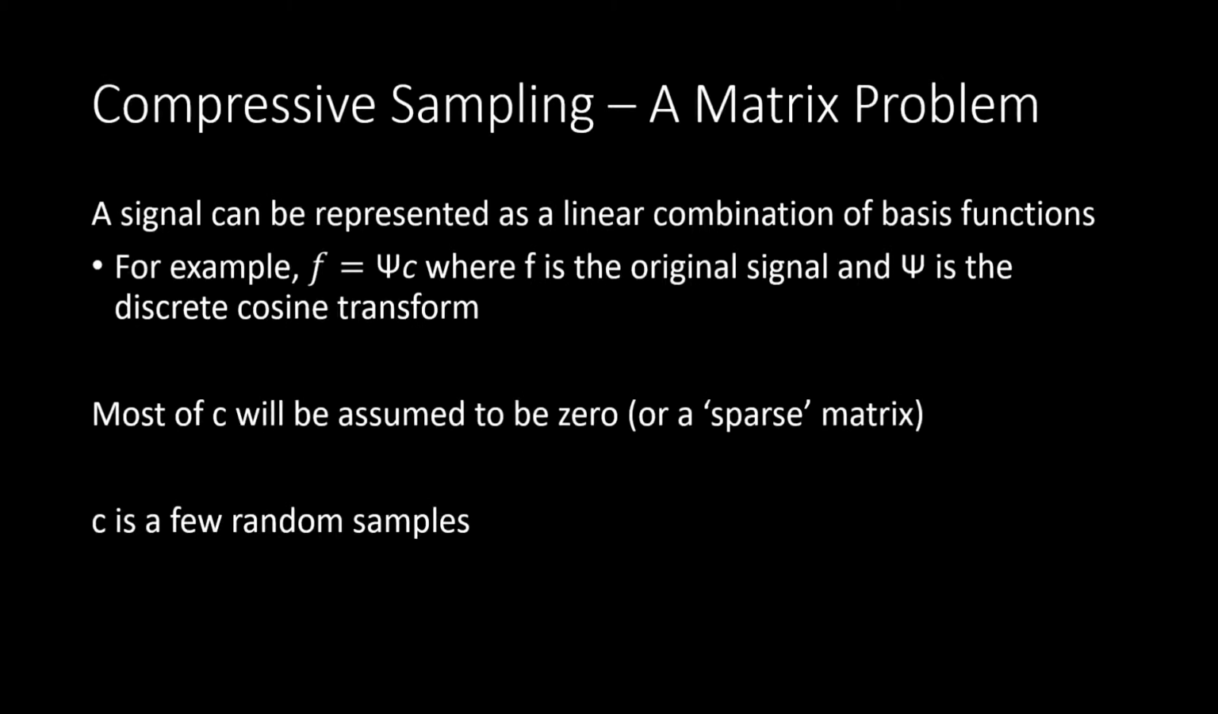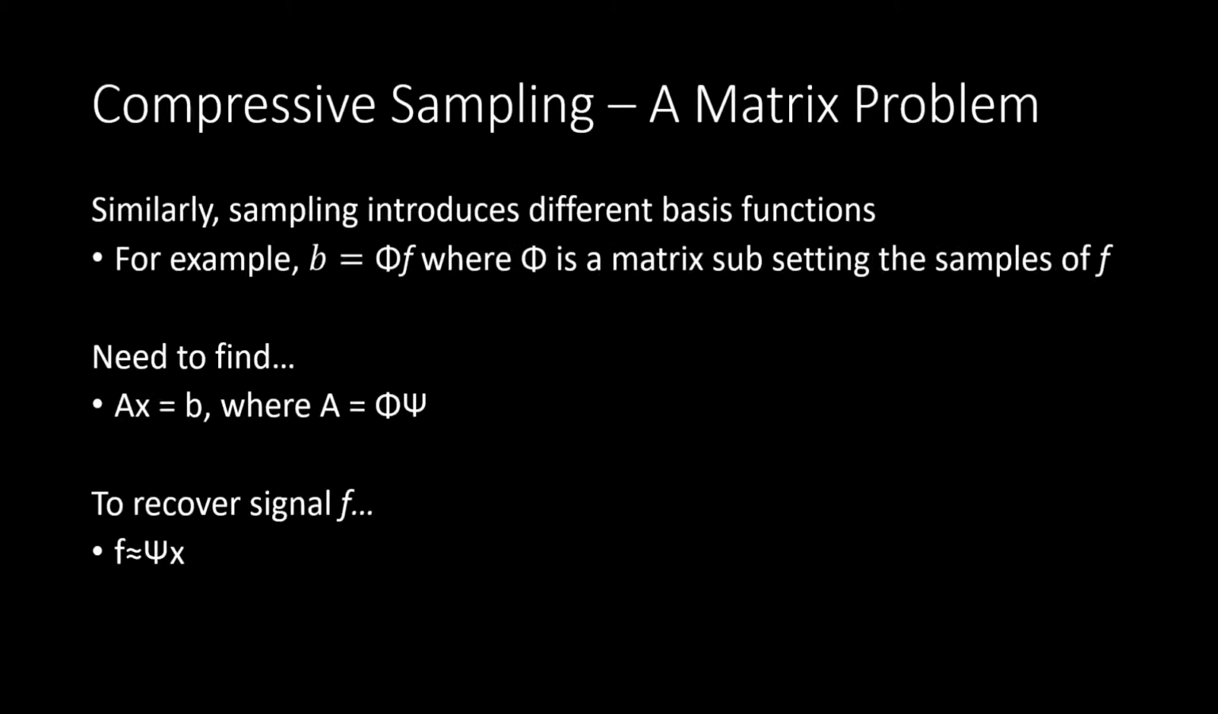Or is it? Through compressive sampling, we can sample below the Nyquist rate. Any signal can be represented as a linear combination of basis functions, such as the discrete cosine transform. In this case, C will be largely zeros or a sparse matrix, somewhat analogous to random sampling. Similarly, the process of sampling is defined by its own separate basis functions. Here, phi defines the subsetting of the original signal f with respect to sampling.